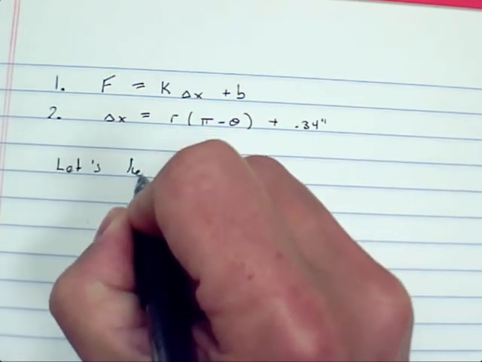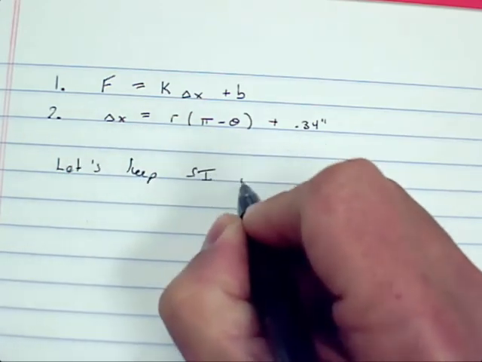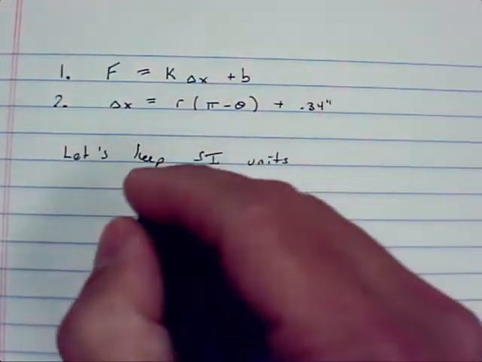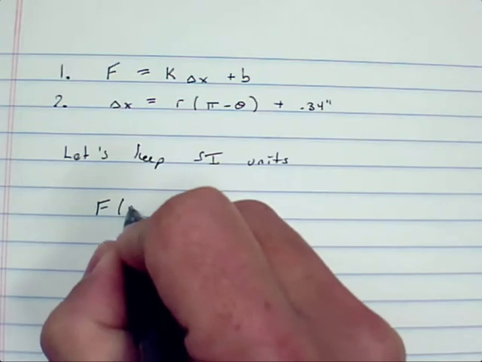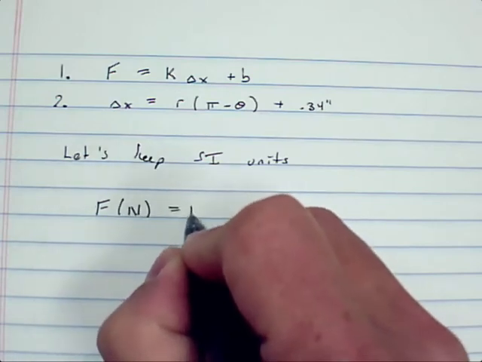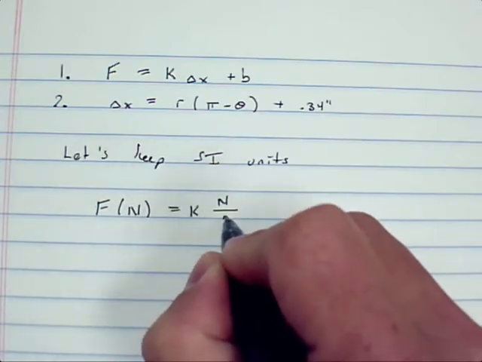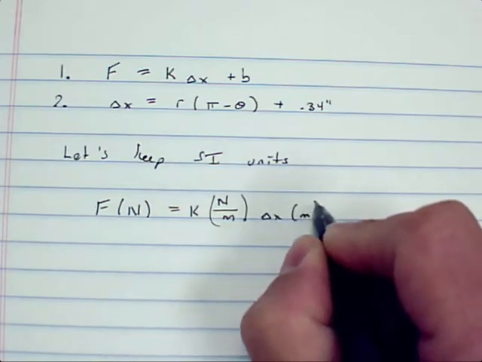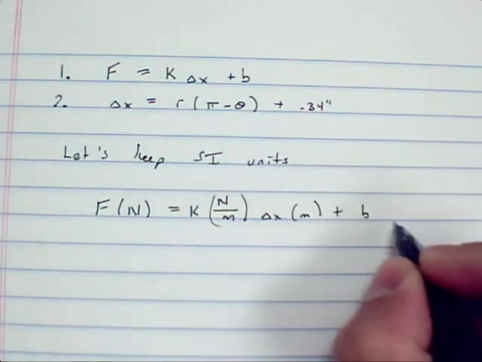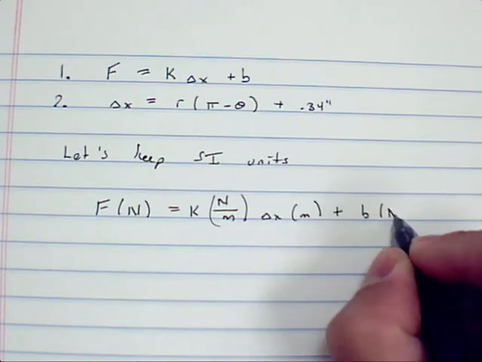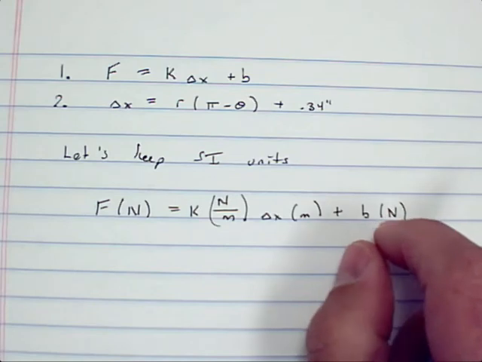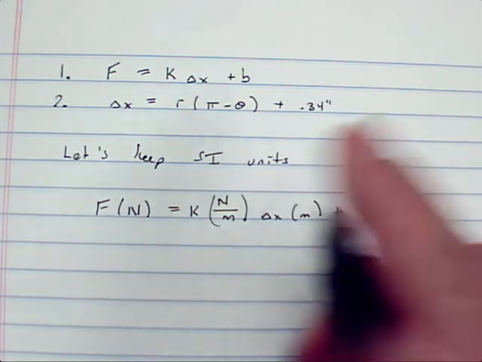Let's keep SI units in general because it's going to make everything much better. So we're going to have the force in newtons, the K in newtons per meter, my deflection in meters, and my offset, B, in newtons. That's how much force the spring had just to get it started.